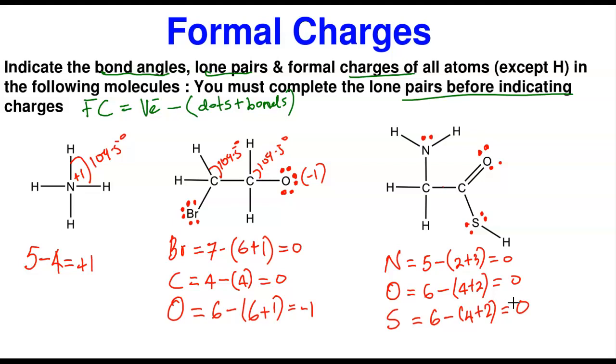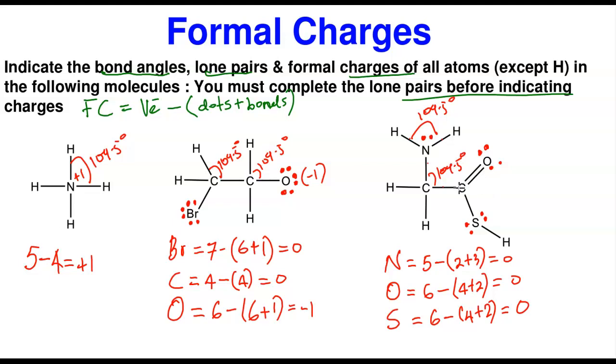The next thing we need to worry about is the bond angle. Here, nitrogen has how many attachments? 4. 1, 2, 3 plus the lone pair is 4. So the bond angle here will give us 109.5 degrees. What about this one? 1, 2, 3, 4. This is going to give us 109.5 degrees.